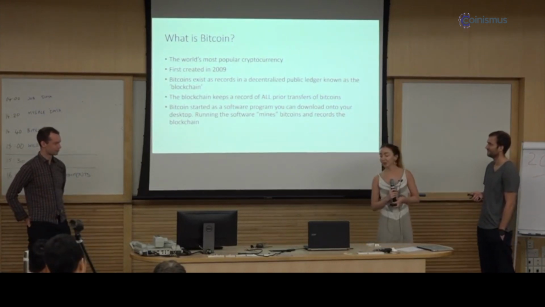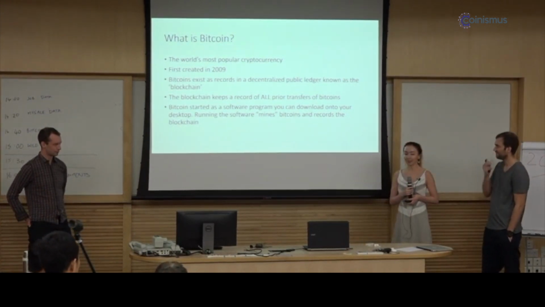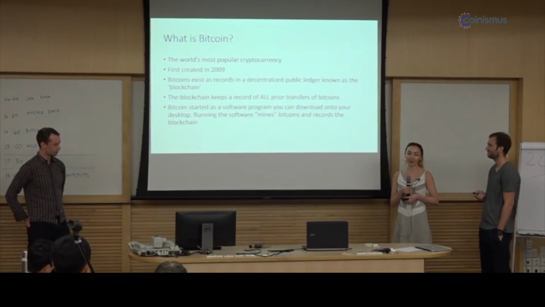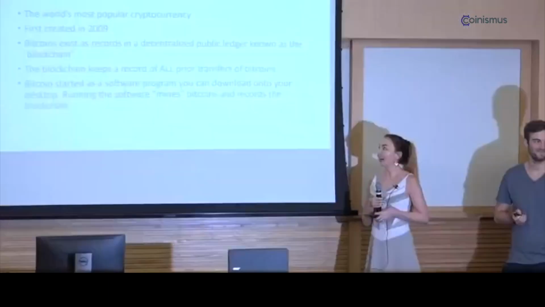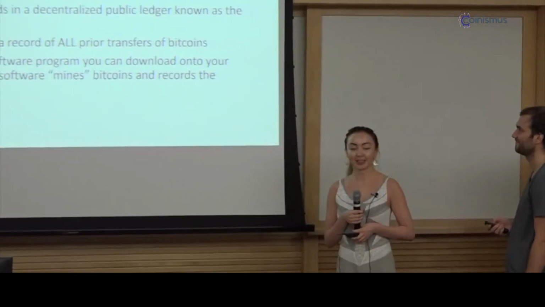So what is Bitcoin? Bitcoin is a cryptocurrency. It was invented in 2009 as an alternative to the normal banking system. And how does it work? It works like a banking system with only one difference.